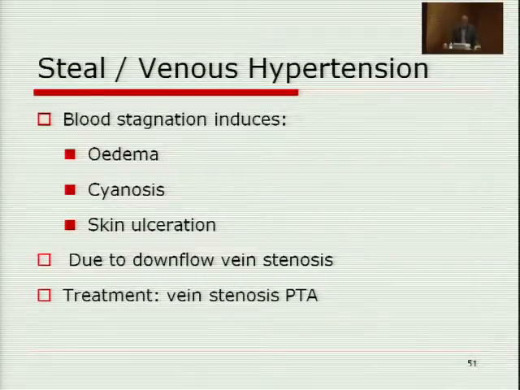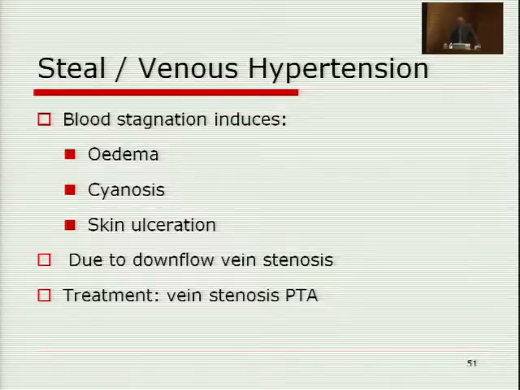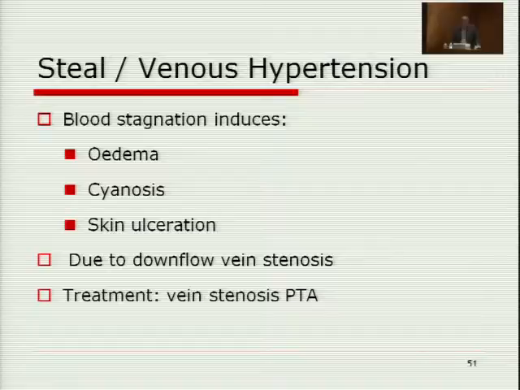The last form of distal ischemia is venous hypertension. It's a fistula with a downflow stenosis, and the blood stagnation induces edema, cyanosis, skin ulceration. The treatment is PTA of the vein stenosis.